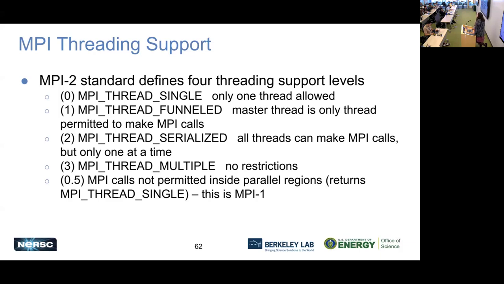Okay, and if you are using an MPI implementation that is only MPI-1, then by default, you're just going to get MPI_THREAD_SINGLE. But most MPI implementations are MPI-2 or above. All right.